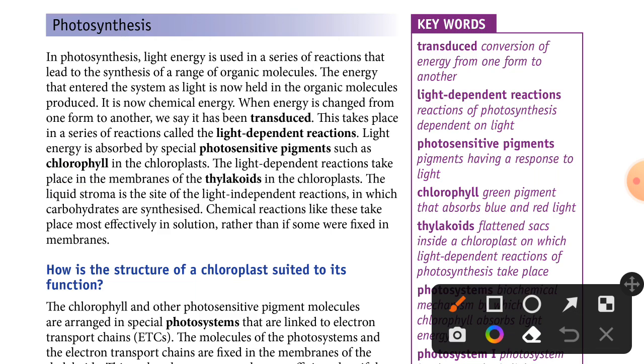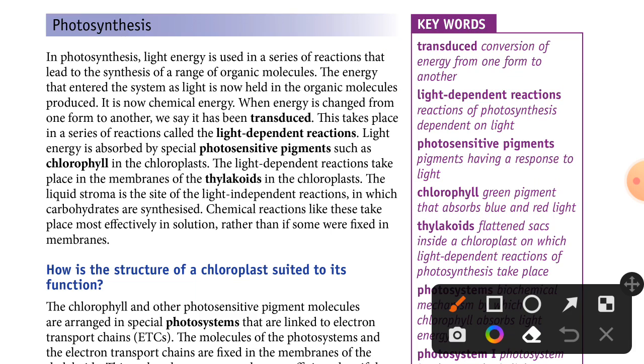Becomes chemical energy. When energy is changed from one form to another, energy ni gaafa formii tokkorraa formii biraatti jijjiiramu, gaafa jalqabu boqonnaa 5 jalqabnu energy'n maal ta'uu danda'u? Create ta'uu danda'u, destroy ta'uu danda'u jenneerra. Garuu maal ta'a jenneerra? Gosa tokkorraa gosa birootti jijjiiramuu danda'a. So we say it has been transduced. Transduced jechuun conversion of energy from one form to another.